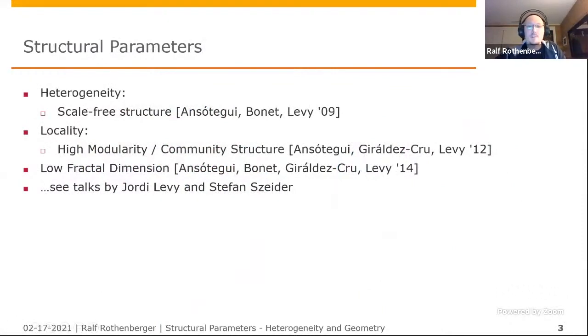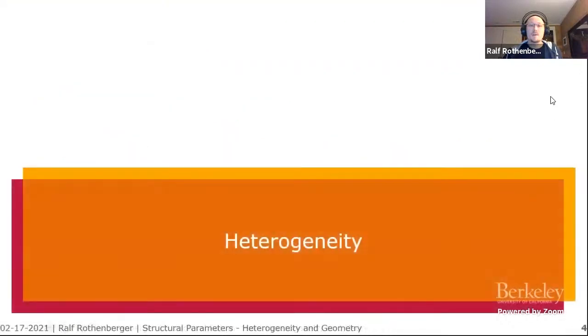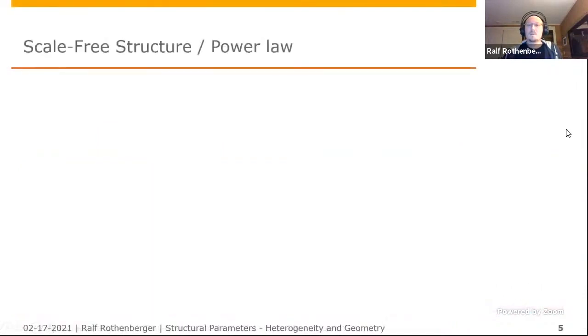Stefan and Jordi already mentioned a lot of parameters. For example, heterogeneity, locality, low fractal dimension, and others. But the ones we are interested in, as I said, are heterogeneity and locality. I'm going to start by talking a bit about heterogeneity, and we are going to interpret it as Jordi did. So we're going to assume that industrial instances seem to have some scale-free structure or some kind of power law distribution.